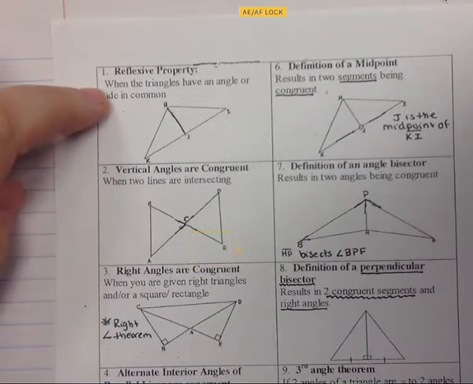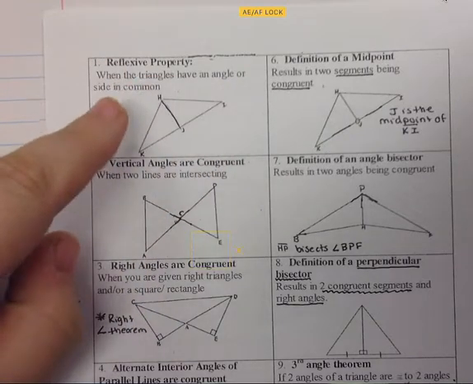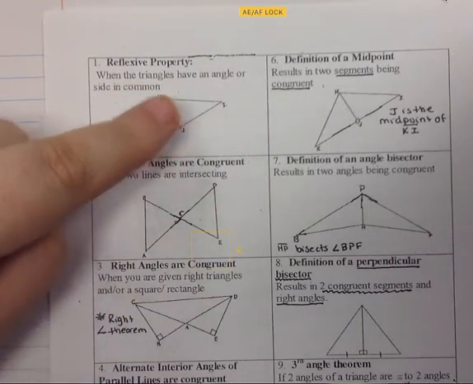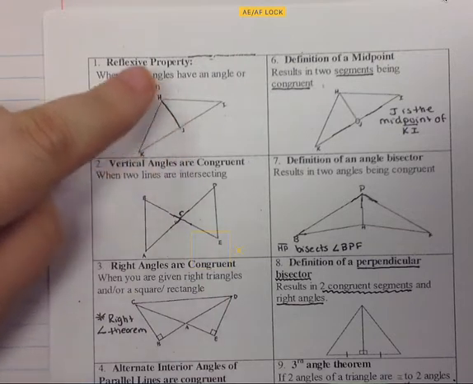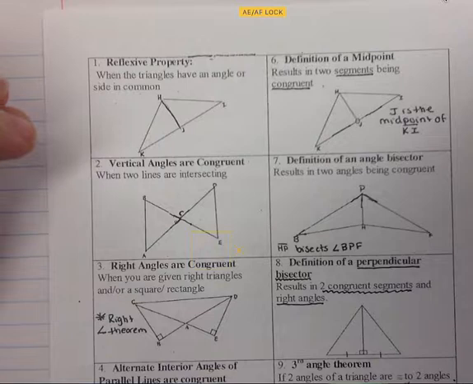Reflexive property is when the two triangles that you have share an angle or a side in common. When the two triangles share an entire side, or when they share an entire angle, then that part that they are sharing is actually marked congruent.